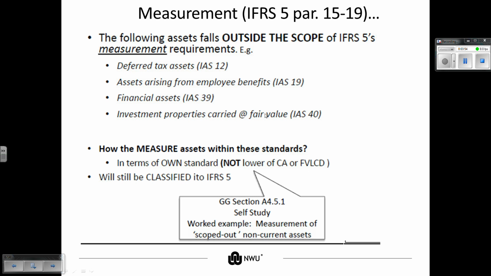The following assets fall outside the scope of IFRS 5's measurement requirements. So this means these assets can be classified as IFRS 5 assets. However, I will still measure them in terms of the relevant standard. For example, here, investment properties on the fair value model. So I will still measure it in terms of IAS 40. So I'm not going to measure it at the lower of the carrying amount or fair value less cost to sell.